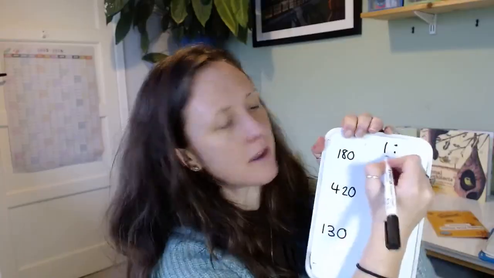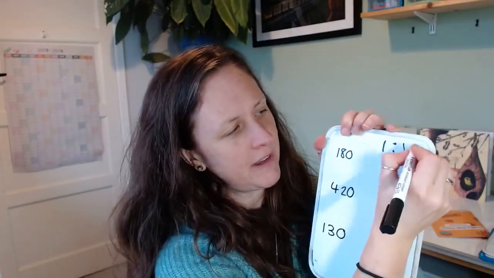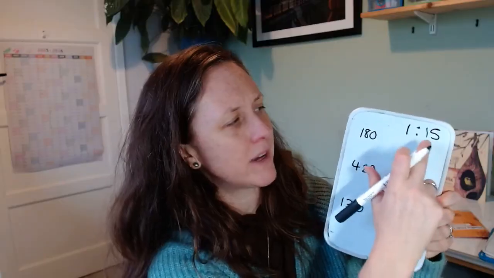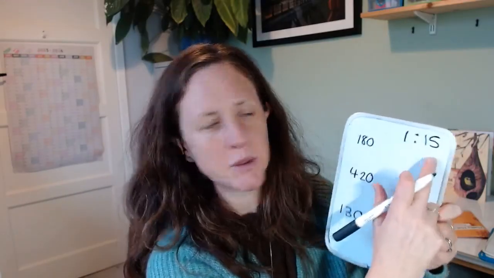Okay, so the scale here was 1 to 15. So that was the scale we were given. The smaller number is going to be the scale, so that's going to be the drawing. The 15 is real life. So the bigger number is real life. So that's saying in real life we're going to get 15 of this measurement for every one of the measurement you're getting on the picture.